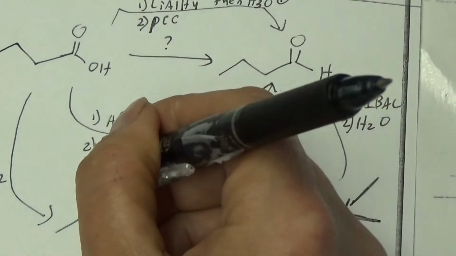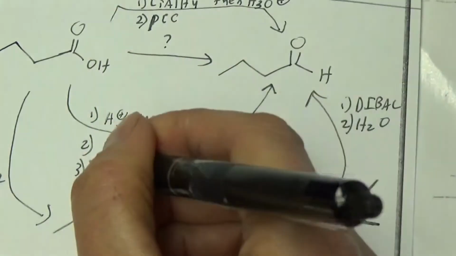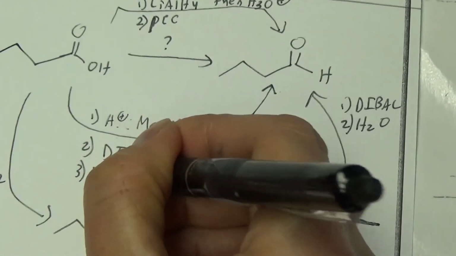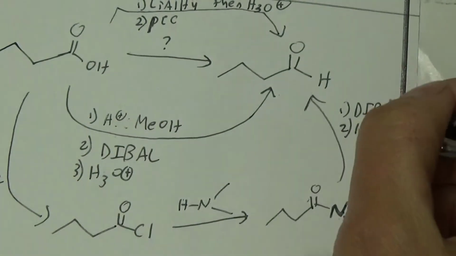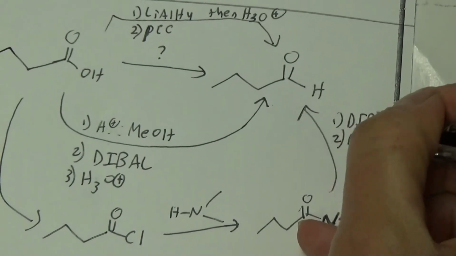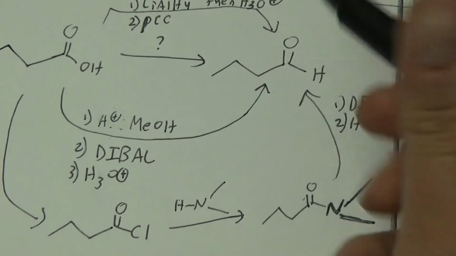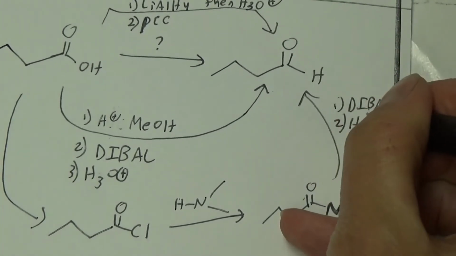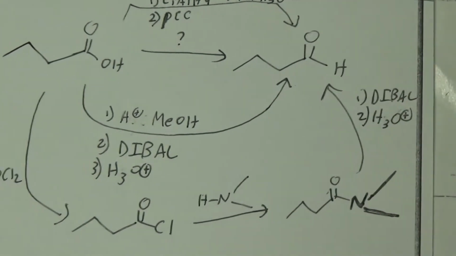Actually, I'm sorry. DIBAL is H3O because we need to protonate the... You got to protonate the tetrahedral intermediate thing that we make, right? So I think you actually do need acid for this. Okay, yeah. Anyway, that's cool.